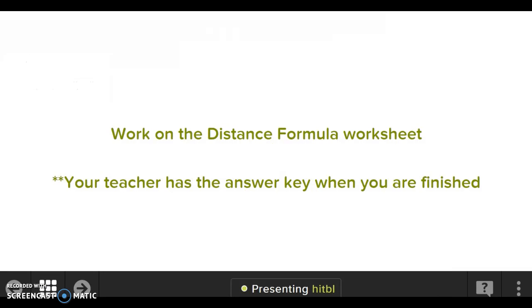So I want you to flip over your paper and I want you to work on the distance formula worksheet. When you're done, your teacher will have the answer key for you and you can go through your answers. And if you're still having questions or you're not sure about the distance formula, please make sure you're asking and we can walk through one of them together again.